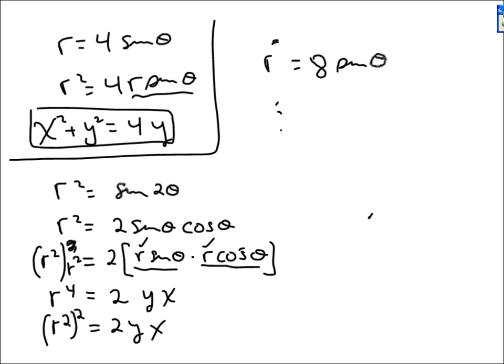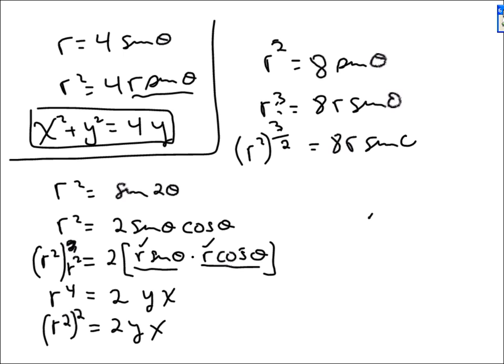R squared. So what you do is you multiply both sides by r. The left side is r squared. Well, you want to get r squared, but you also want to get rid of the 2 and bring in this 3. So you raise it to the 3/2 power. Well, r squared is x squared plus y squared to the 3/2 power, and this is equal to 8 times r sine theta, which is y. There it is.